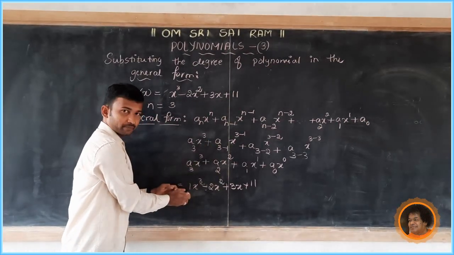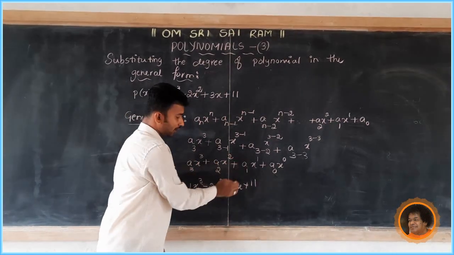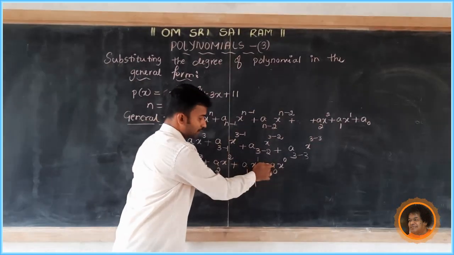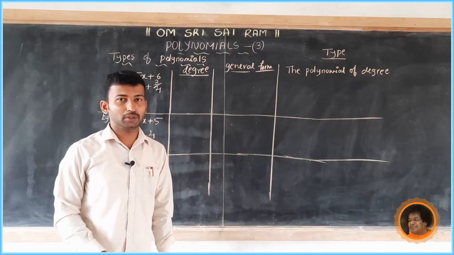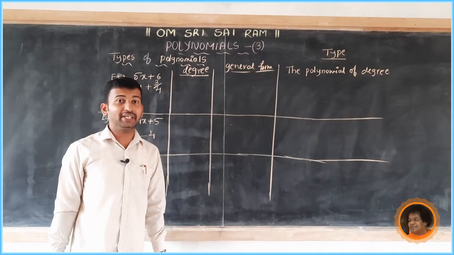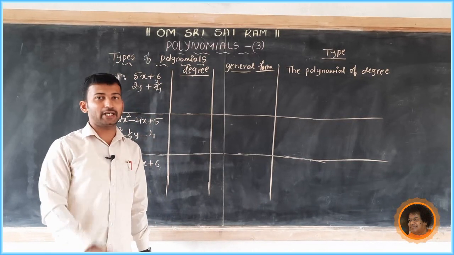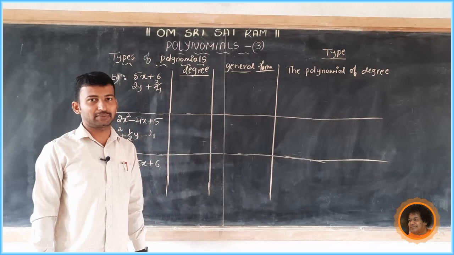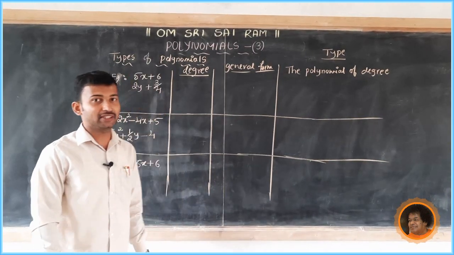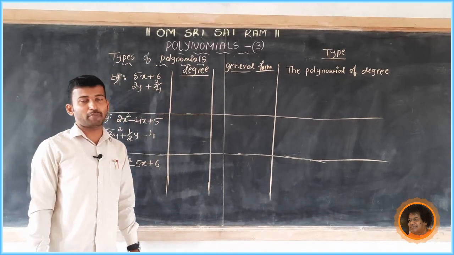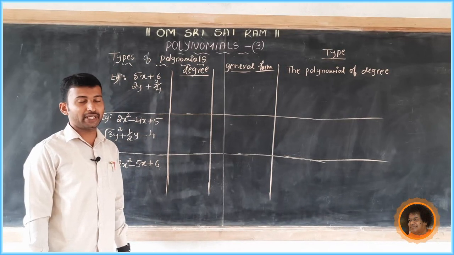a3 equal to 1, a2 equal to minus 2, a1 equal to 3, and the last term a0 is equal to 11. Students, in the previous session we classified the polynomials into 3 types based on the terms. But we have one more type based on the degree of the polynomial. You know that the degree of the polynomial, yes.